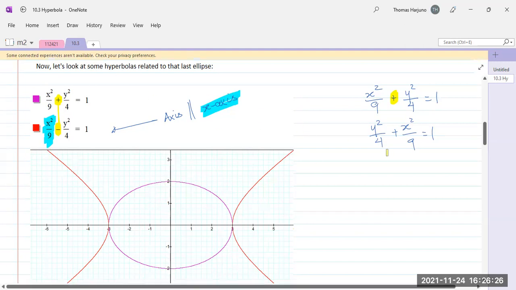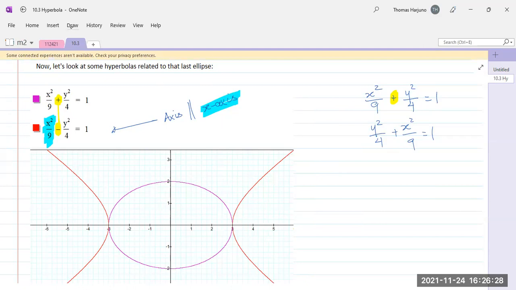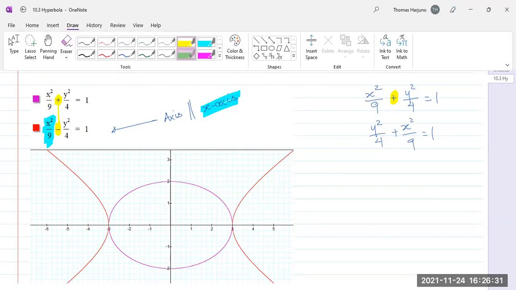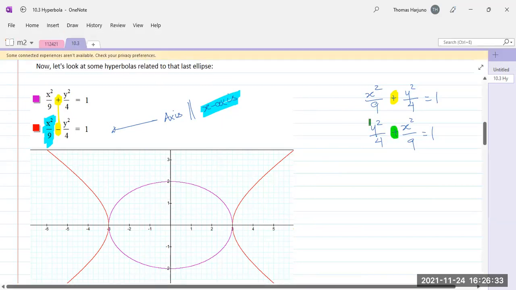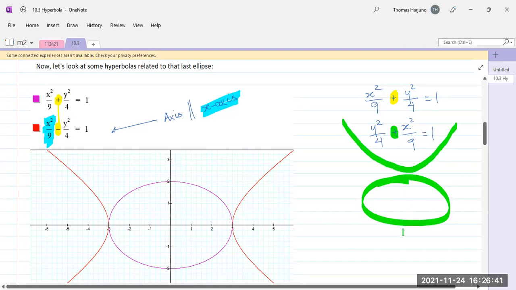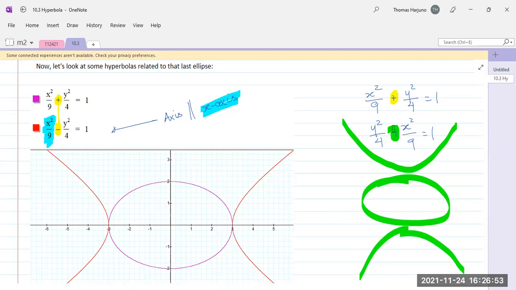On the other hand, if I change this plus sign to minus, but with the y squared at the front, starting from the same ellipse, you expect the hyperbola to open up and down. Then we say that the axis of this hyperbola, the one in green, is parallel to the y-axis.